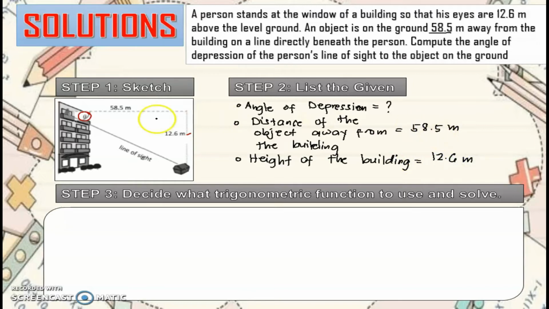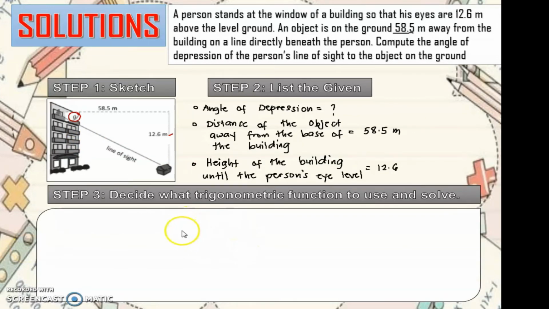Okay, now, in relation to the given angle, class, or to the given theta, we need to analyze what is 58.5 meters and 12.6 meters in relation to the theta. So as we can see on the given sketch, 58.5 meters, that is the adjacent side of the given theta, while 12.6 meters, that is the opposite side of the given angle. Now, class, you're going to decide which trigonometric ratio you are going to use depending on the given on the problem.